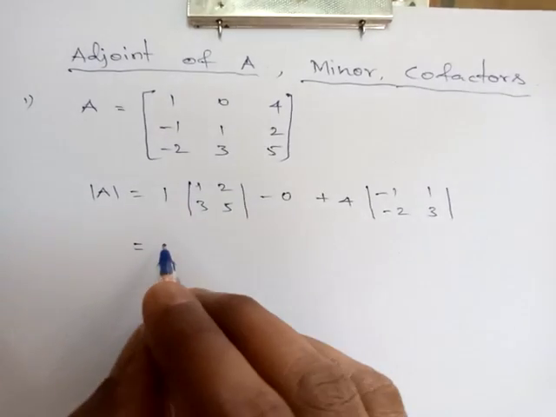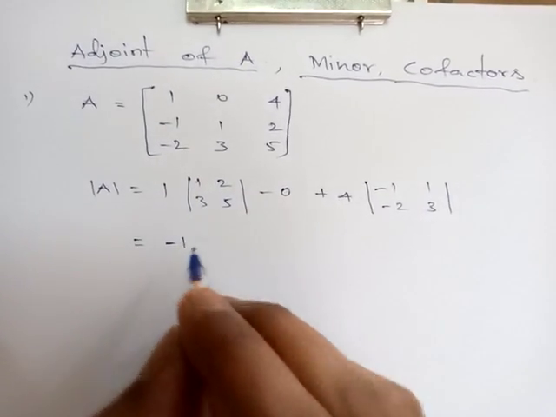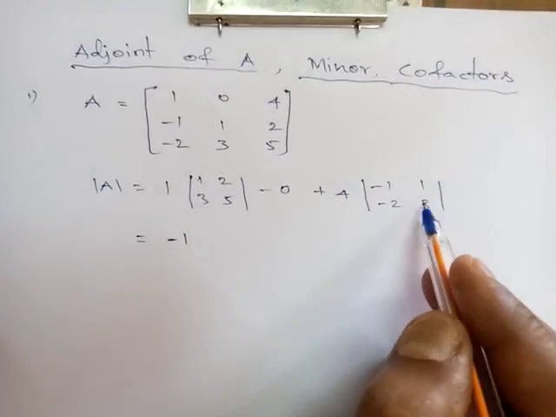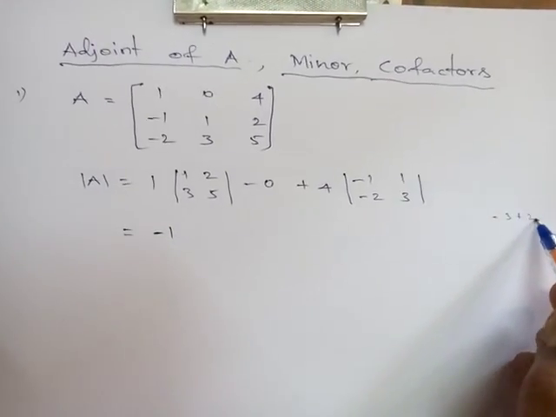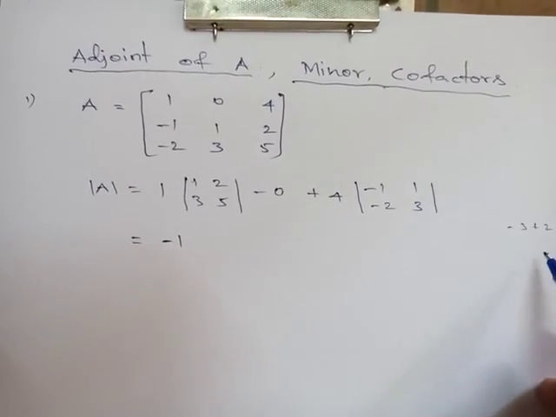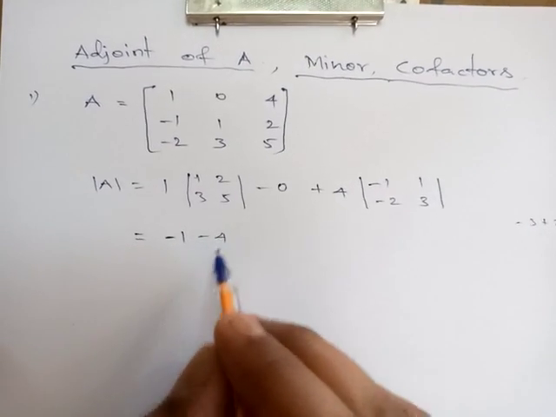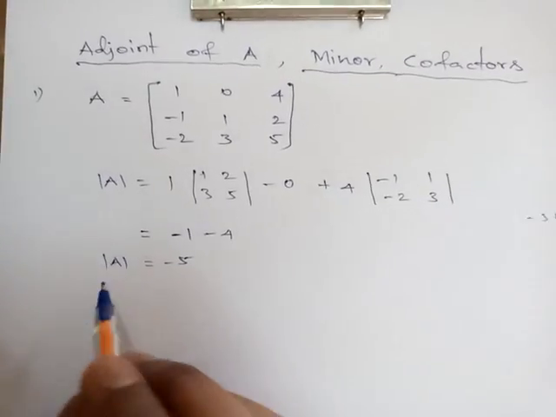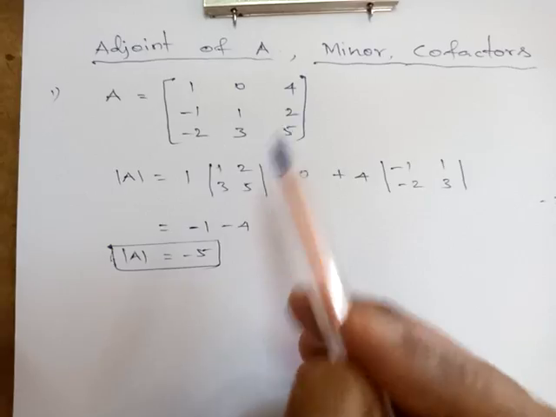So 5 minus 6 is minus 1, so totally minus 1, minus 3 plus 2 is nothing but minus 1, 4 into minus 1 is minus 4, so totally we are getting minus 5. This is the determinant of A value. Okay, suppose they are asking the minor, we can also find that.